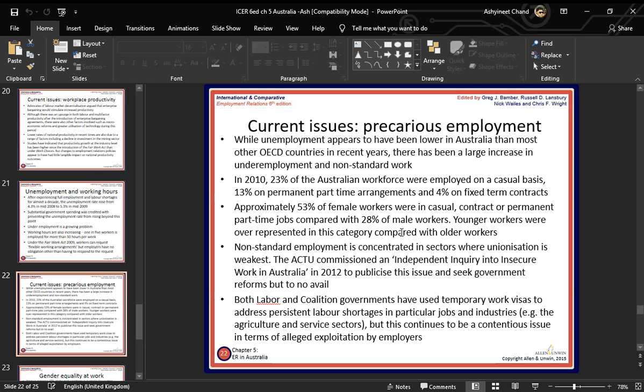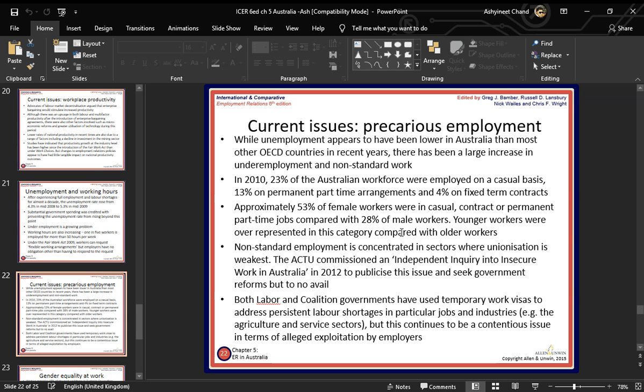Precarious employment. While unemployment appears to have been lower in Australia than most other OECD countries in recent years, there has been a large increase in underemployment and non-standard work. In 2010, 23% of the Australian workforce were employed on a casual basis, 13% on permanent part-time arrangements, and 4% on fixed-term contracts. Approximately 53% of female workers were in casual contract or permanent part-time jobs compared with 28% of the male workers. Younger workers were overrepresented in this category compared with older workers.